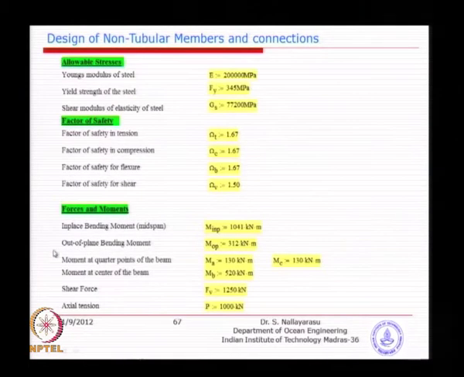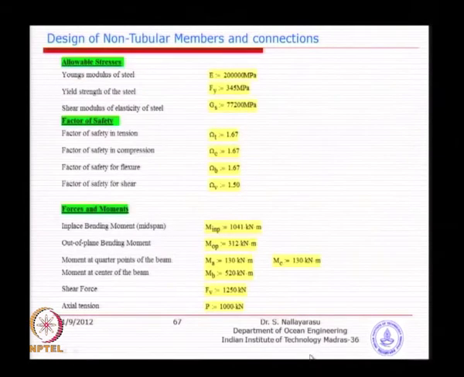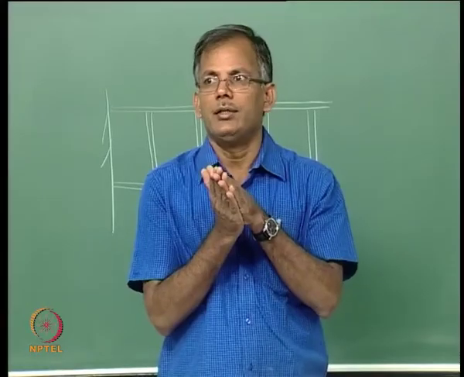In fact, the axial tension value is also given, an axial load of 1000 kilonewton is applied at the mid span, so that you can also have an interaction of how it is working. And here we are just checking the compactness of the web and the flanges. So, you can see here both the flange as well as the web is compact, just for convenience, but do not think that you will always get the same thing, because in any case all the complicated formulas will be given to you as a reference for exam purposes.